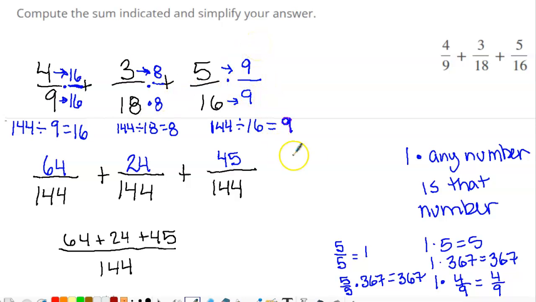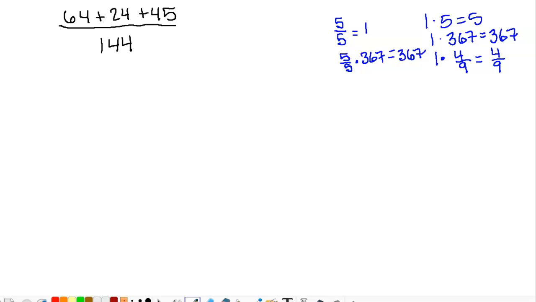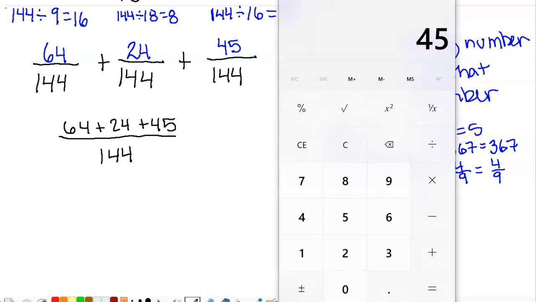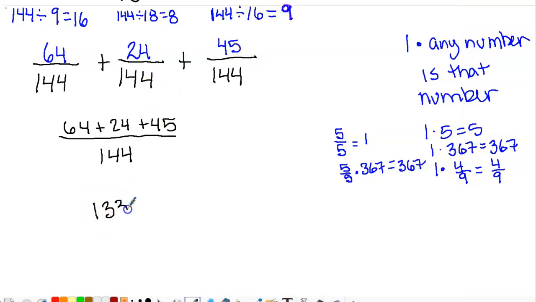So you're going to add and or subtract before you reduce. As simple as 64 plus 24 plus 45, 133 over 144.